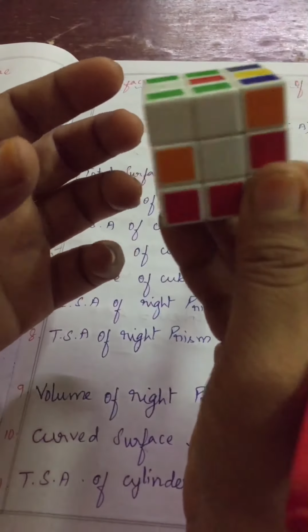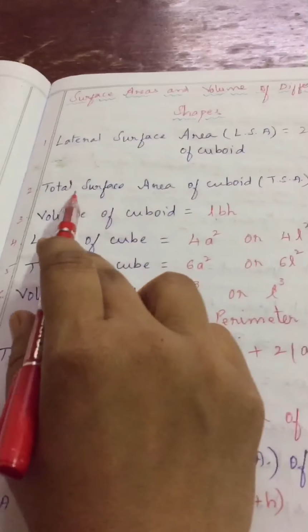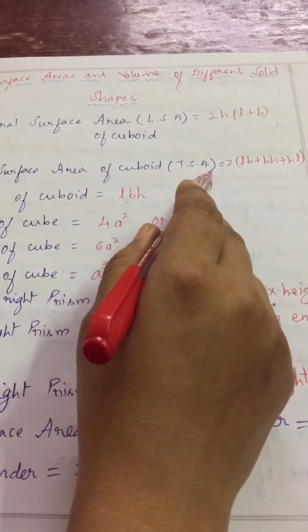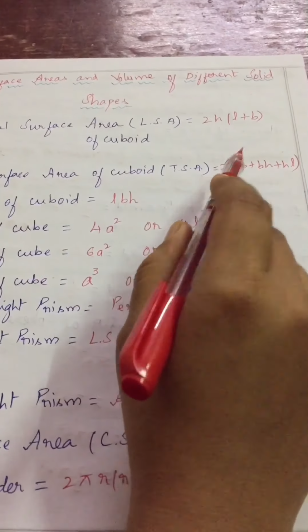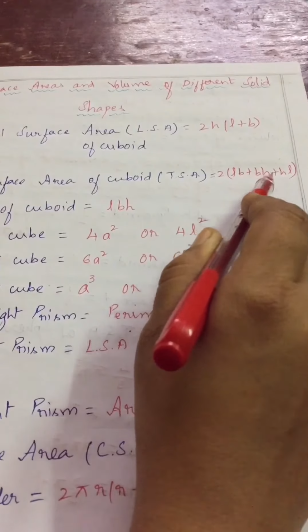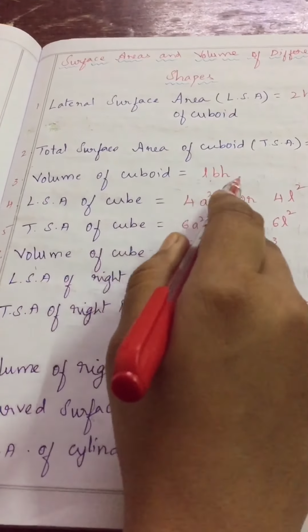Here I have shown you cube. Don't confuse. Cube I have taken and I am explaining to you, but we are finding here total surface area of cuboid. Short form we can say TSA also. That is equal to 2 into (LB plus BH plus HL), where L is length, B is breadth and H is height of the object. Similarly, volume of cuboid is LBH.